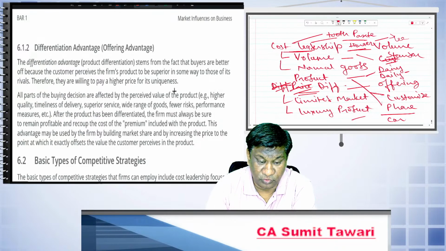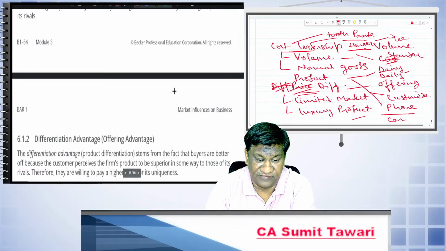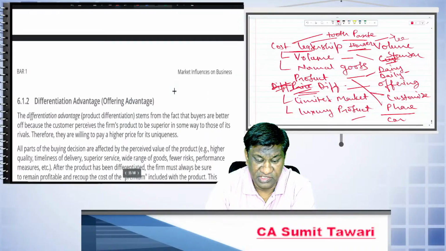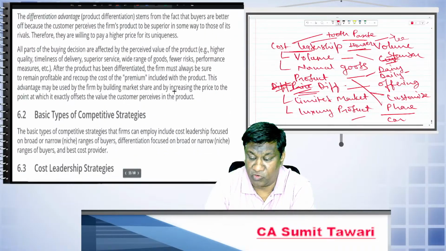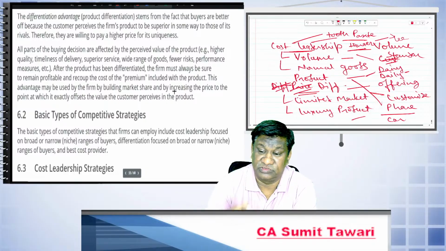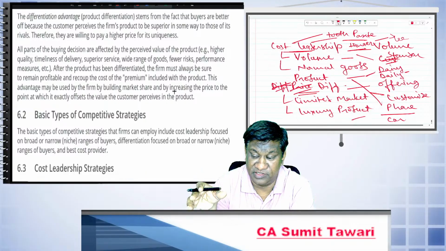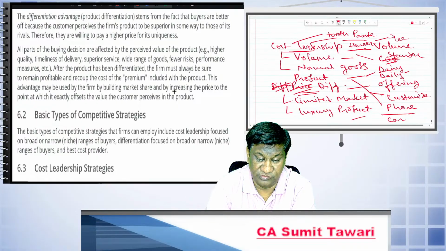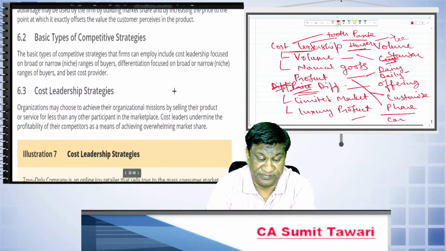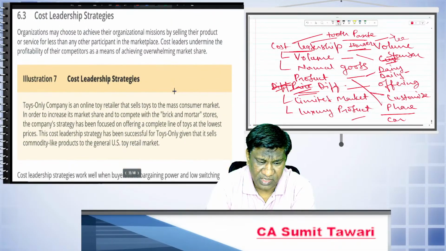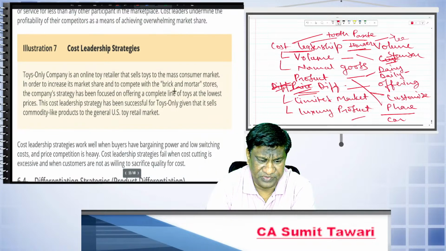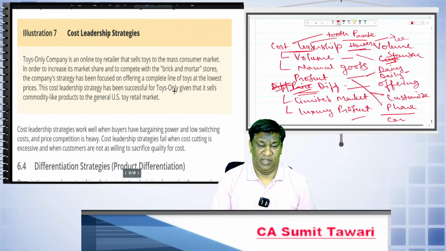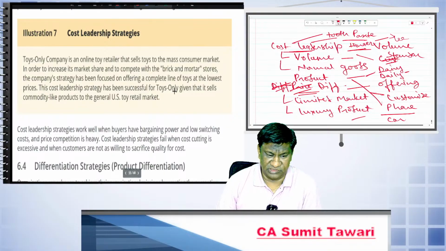So there are mainly two types of strategy. One is differentiation advantage and the other is cost leadership advantage. So either you keep a minimum cost and try to supply as much as possible to maintain the profitability, or you charge a premium but you sell a niche product. So these are two ways of a competitive strategy. Now let's read illustration 7.